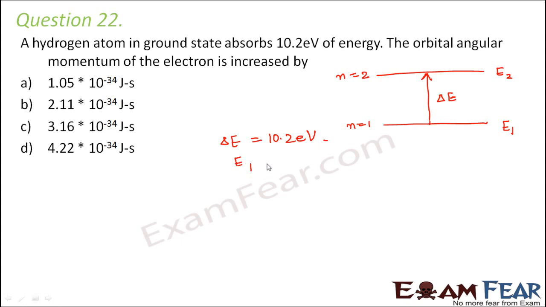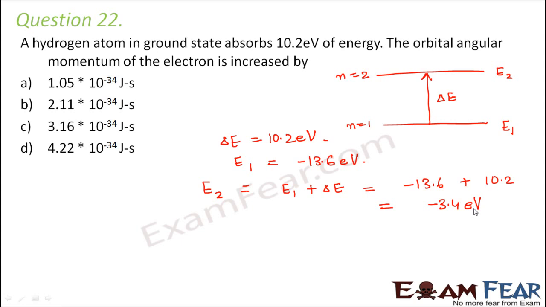That means ground state, which is E1, is equal to how much? At ground state, the energy is minus 13.6 electron volt. Now, can we calculate the value of the energy of the excited state? Of course, we can. E2 will be equal to E1 plus delta E, because energy at the ground state plus the additional energy which was supplied to it. So, this would be equal to minus 13.6 plus 10.2, which comes out to be minus 3.4 electron volt. So, this would be the energy at the next level, that is E2.